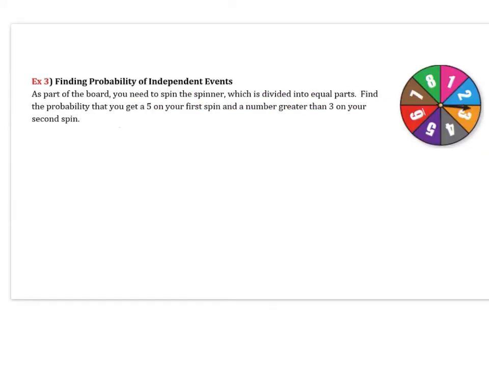All right, example 3, let's find the probability of an independent event. As part of the board, you need to spin the spinner, which is divided into equal parts. Find the probability that you get a 5 on your first spin and a number greater than 3 on your second spin. So let's define event A as 5 on the first spin and event B as greater than 3 on the second spin. So the probability of event A is 1 out of 8, and that's as simple as it gets. Probability of event B occurring is 5 out of 8.